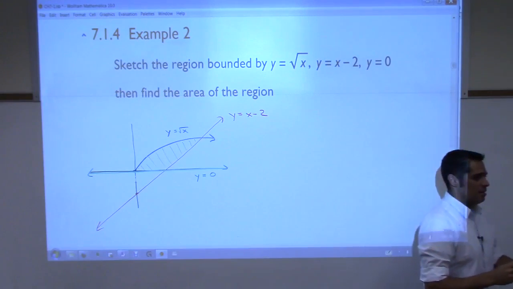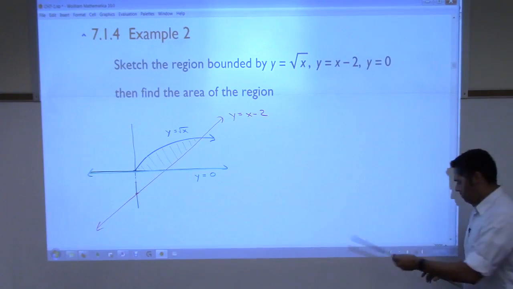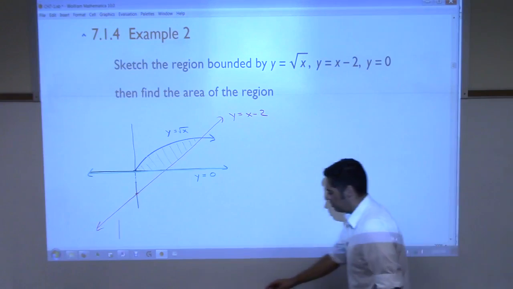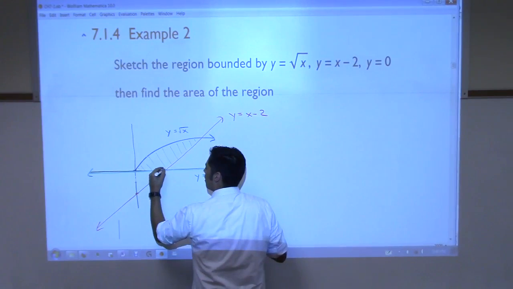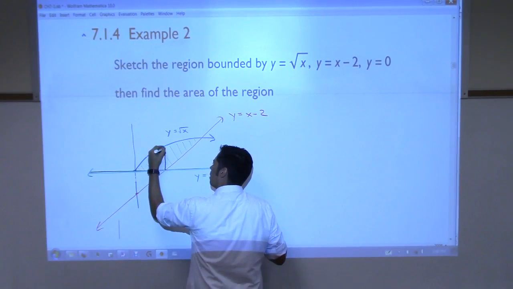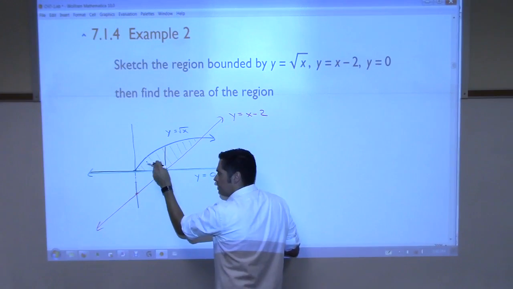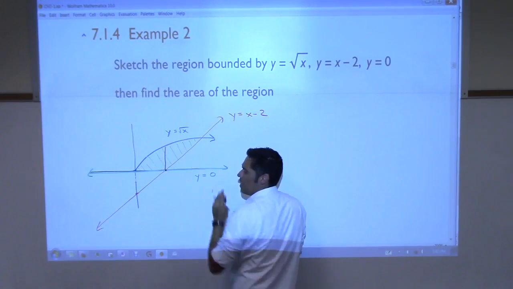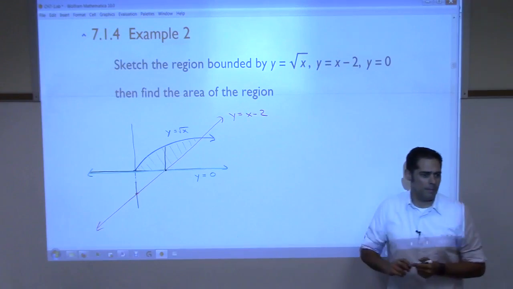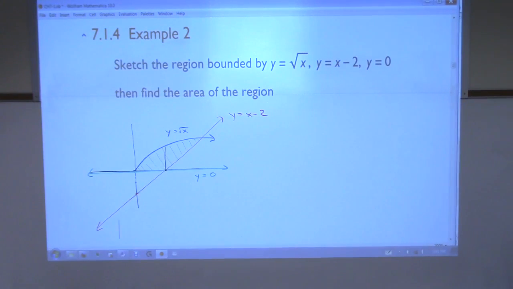How can we address that? We can do two integrals. We can imagine cutting this region into two pieces. We do this integral first, that'll give us that area. Then we do this integral from here to here, that'll give us that area. Do you understand the difference between the two? Okay, let's go ahead and do it.